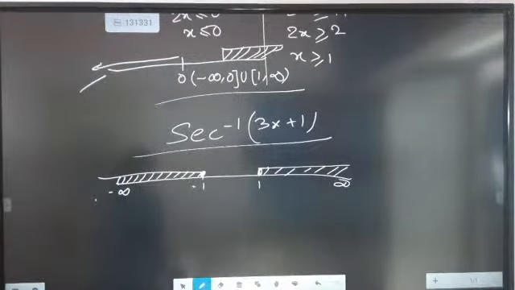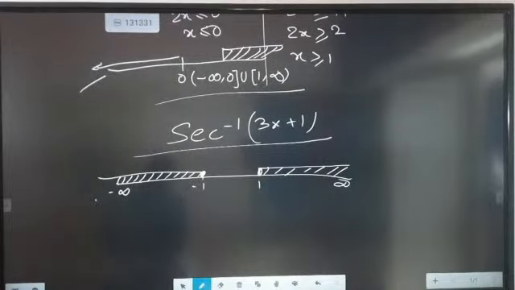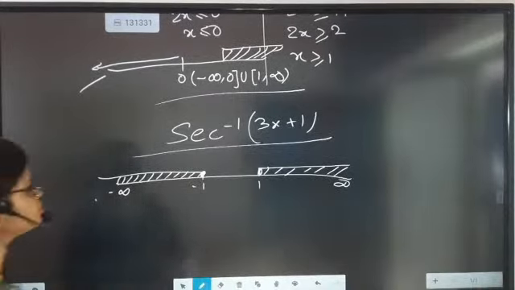Let's see who got the answer. Harish is telling -infinity to -2 by 3, and then 0 to infinity. Maheshwal is also telling; the question is 3x plus 1. Okay. Sham is also telling -infinity to -2 by 3, and this much part is coming. Okay, beta, x less than -2 by 3.